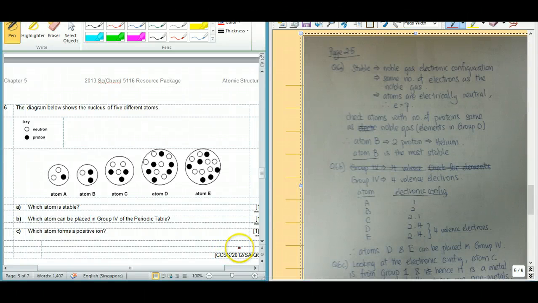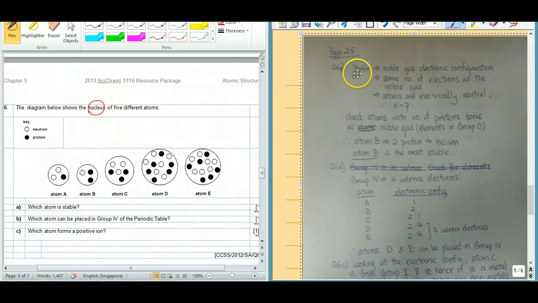Okay, now we're doing atomic structure essay question 6. For question 6 here, take note, we are looking at these 5 diagrams over here. We are looking at the nucleus of 5 different atoms. If you look at 6a, they ask which atom is stable.